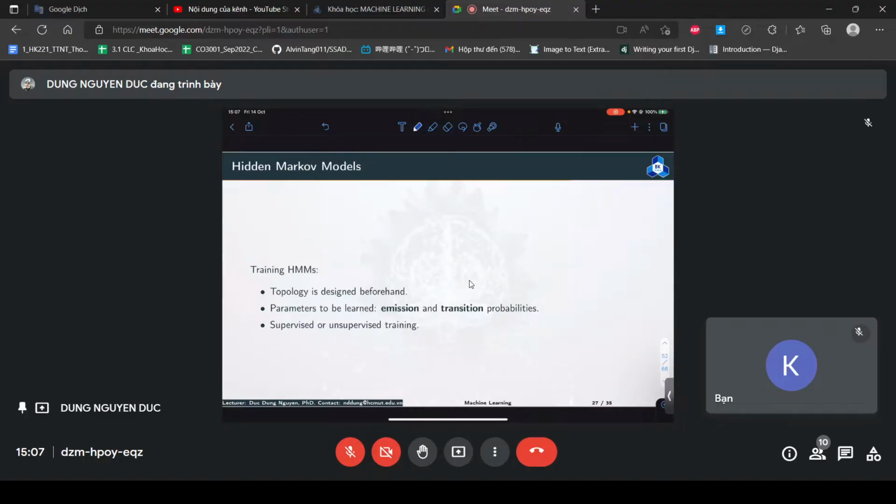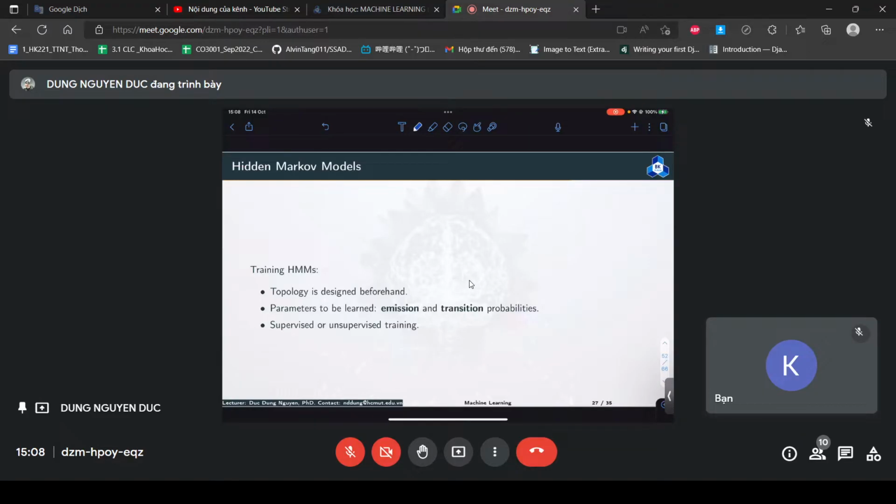The training process is like estimating the probability, because what you have is the topology of the network, right? You know the relationship between those data. So given that, what you're interested in is how do we calculate the emission probability and transition probability? Well, there are two ways to do that, either supervised or unsupervised, your choice.